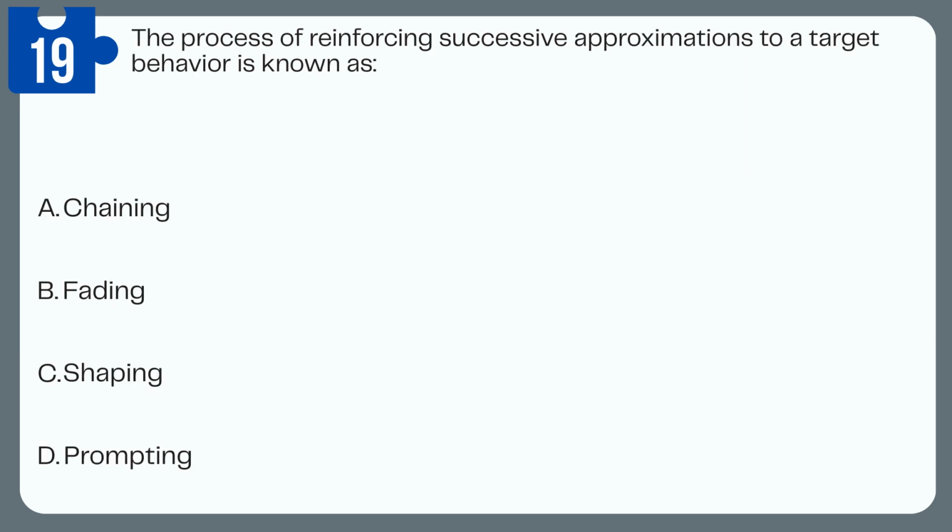Question 19. The process of reinforcing successive approximations to a target behavior is known as A. Chaining. B. Fading. C. Shaping. D. Prompting.